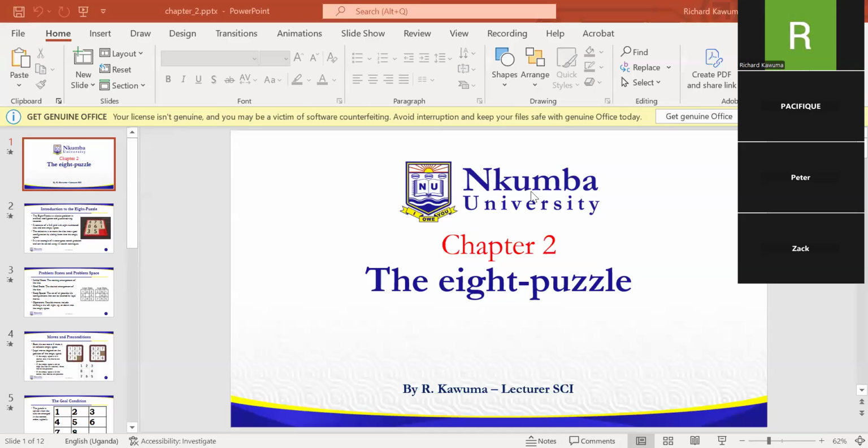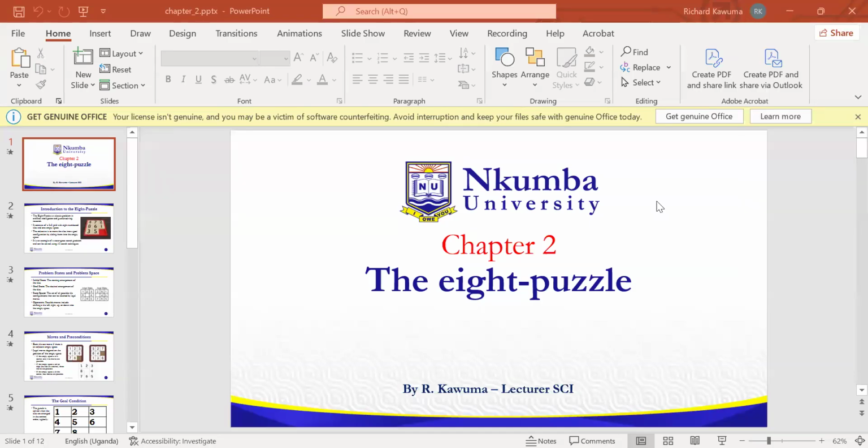Okay, so we are still in artificial intelligence. We are still looking at how these AI systems are built, on which grounds the AI systems are running. So the other time we introduced ourselves to some of the principles and the theories that they use. Today we are going to see another theory.